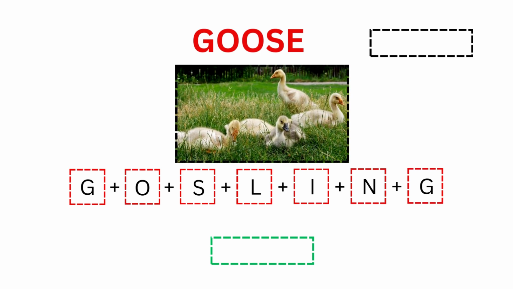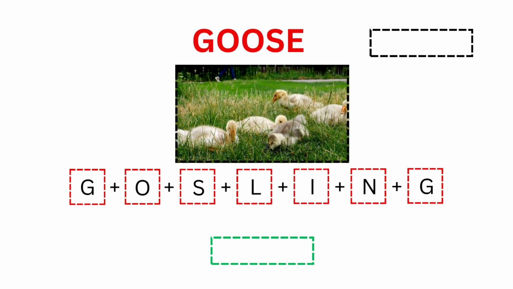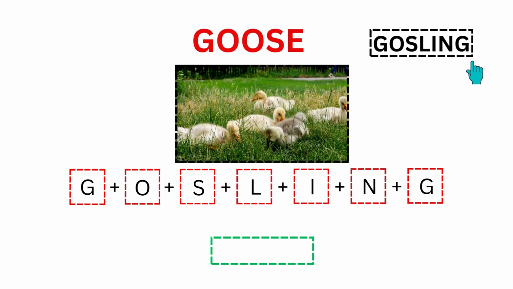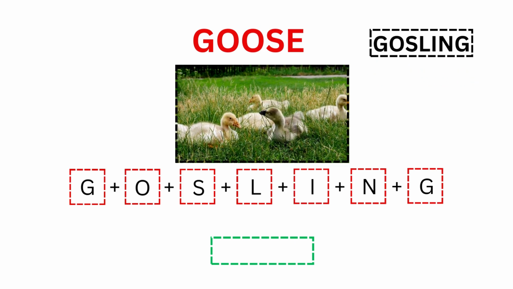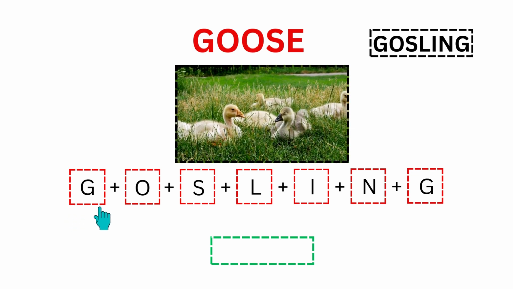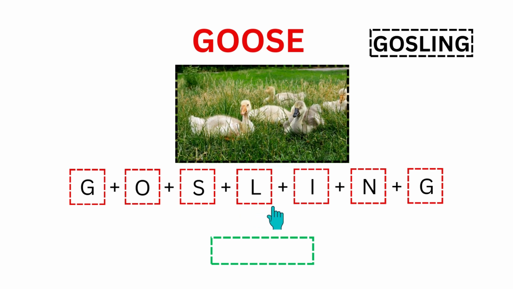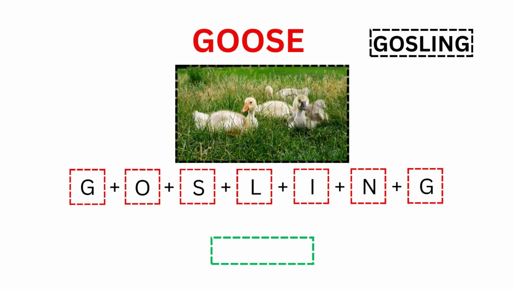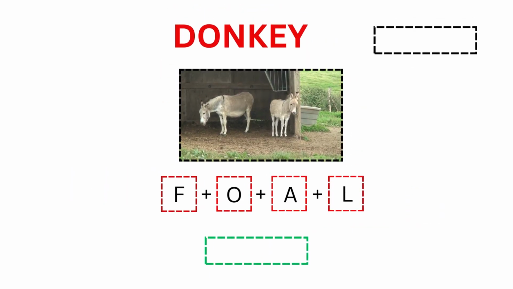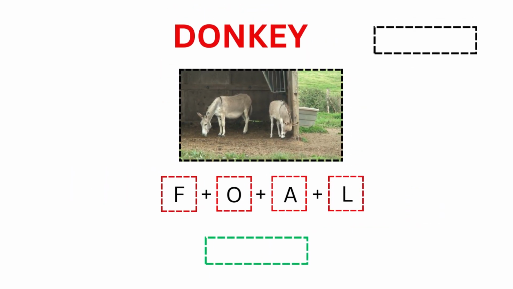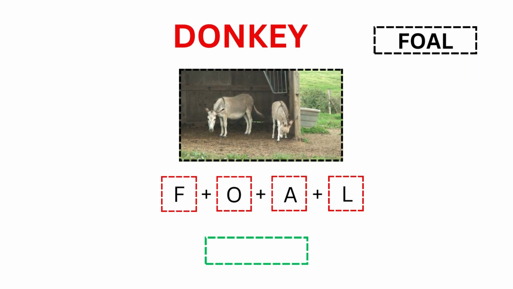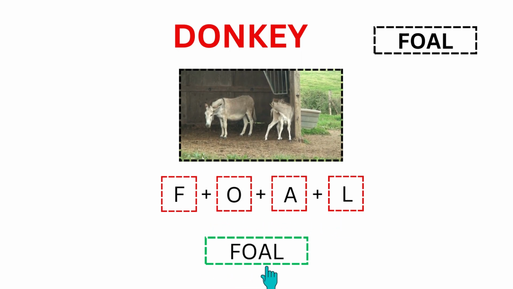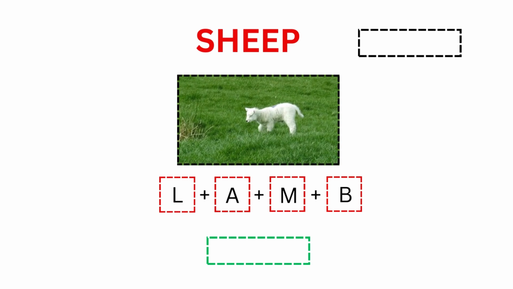Number 18 is goose. A baby goose is called a gosling. गूस के बच्चे को गॉसलिंग कहा जाता है. GOSLING, gosling. Number 19 is donkey. A baby donkey is called a foal. डोंकी के बच्चे को foal कहा जाता है. FOAL, foal. Number 20 is sheep.